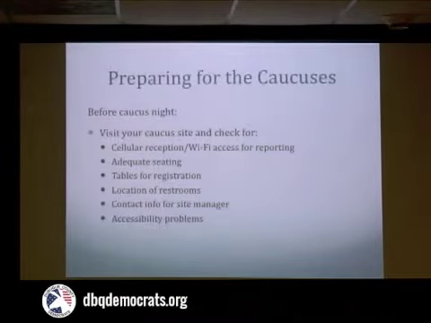The use of those is pretty self-explanatory. What you need to do before caucus night is physically visit your caucus location. Check for cellular reception or Wi-Fi access for reporting, that there's adequate seating, that there are tables you could use for registration, that you know the location of restrooms, and contact information in case anything goes wrong, as well as check for any accessibility problems that might be there.